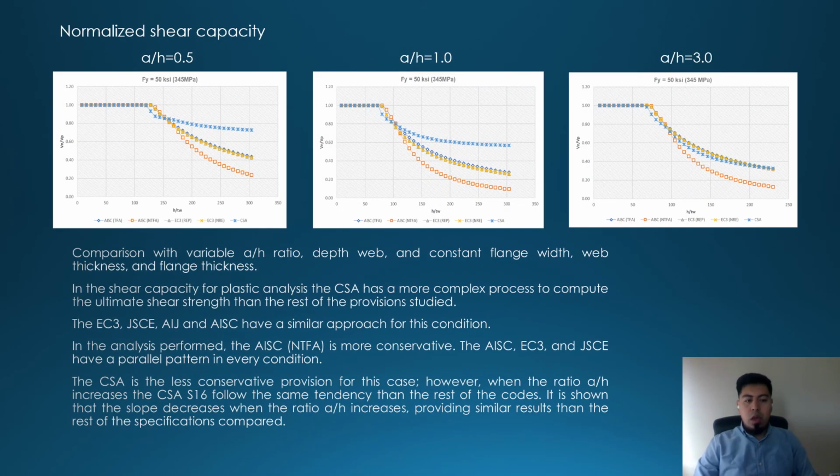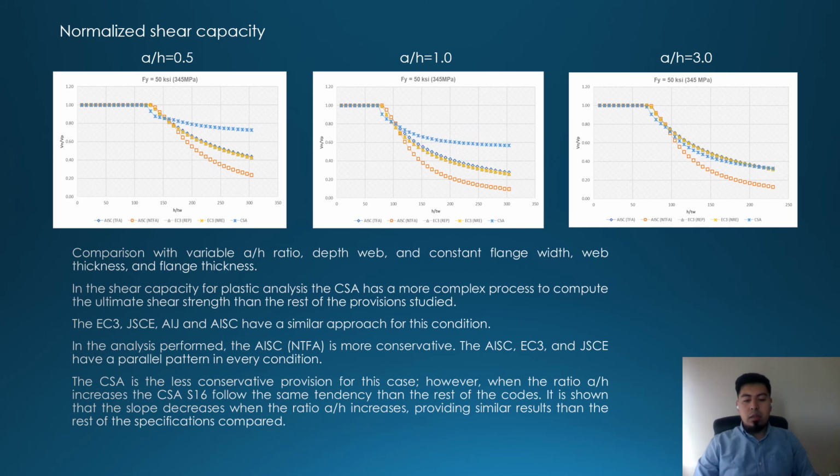Normalized shear capacity. A comparison with variable a over h ratio, web depth, and constant flange width, web thickness, and flange thickness was developed. In the shear capacity for plastic analysis, the CSA has a more complex process to compute the ultimate shear strength than the rest of the provisions studied. The Eurocode 3, the JSCE, AIJ, and AISC have a similar approach for this condition. In the analysis performed, the AISC is more conservative.